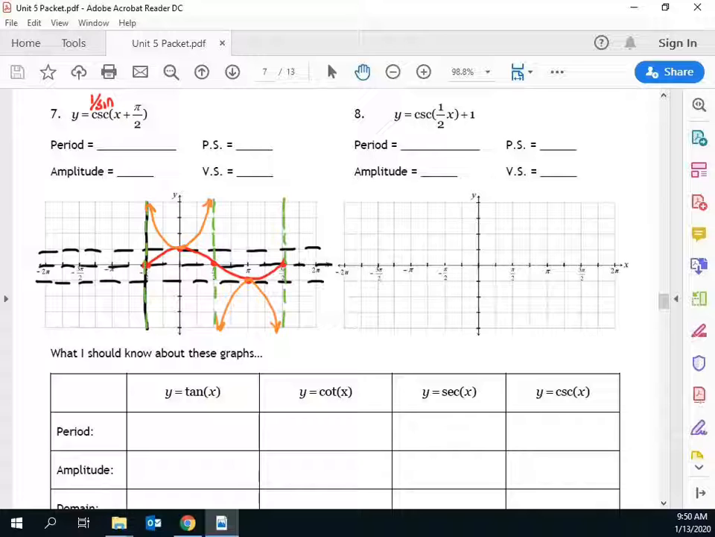Do one more just for practice again, because this one actually has a vertical shift. It's one of the few we've had with a vertical shift. All right. Period is 2 pi over 1/2, which is 4 pi. Amplitude is 1. Phase shift, none. Vertical shift of which direction? Up 1.